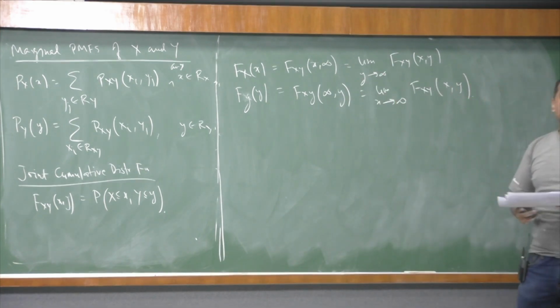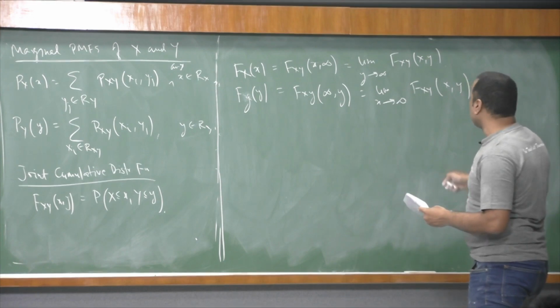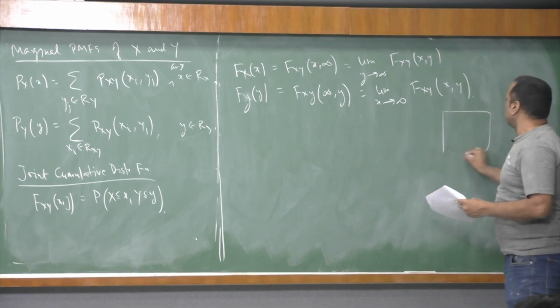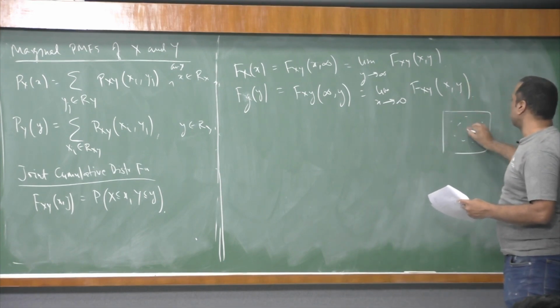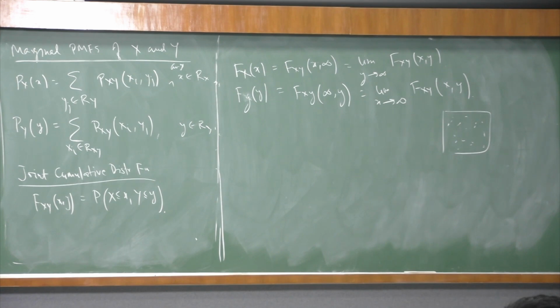Okay, so as you can see, for the marginal, if I want x, then I sum over y. If I want y, then I sum over x. In this case, you can see the x and y values like this. It's a discrete probability, right? And you are summing over one of the dimensions.